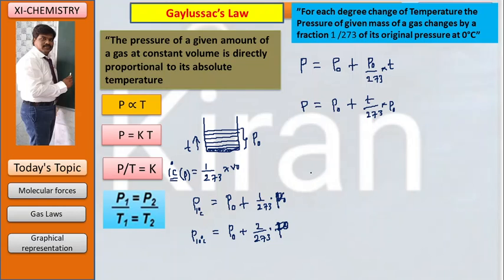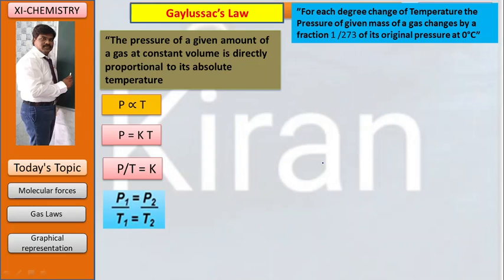For example, at 100 degree centigrade, how much should the pressure increase? The pressure formula is P is equal to P naught plus 100 divided by 273 into P naught. So in this way, you can express the pressure with respect to centigrade temperature, like Charles' law. So that I am going to show you.